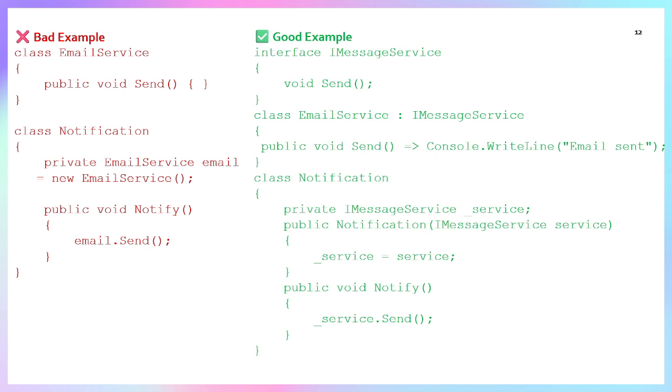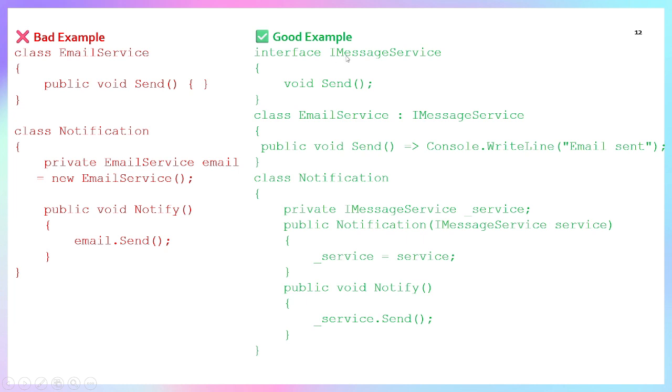Liskov substitution. In the Liskov substitution, a parent class should not be broken. You can see the email class, email service, public void send notification, public void send email, notification, public void notification, send dot email. This is the Liskov substitution violation.